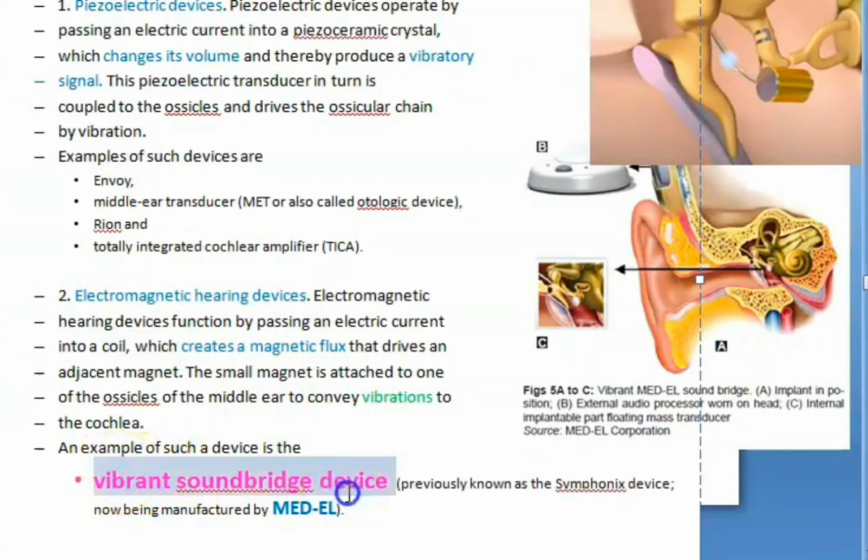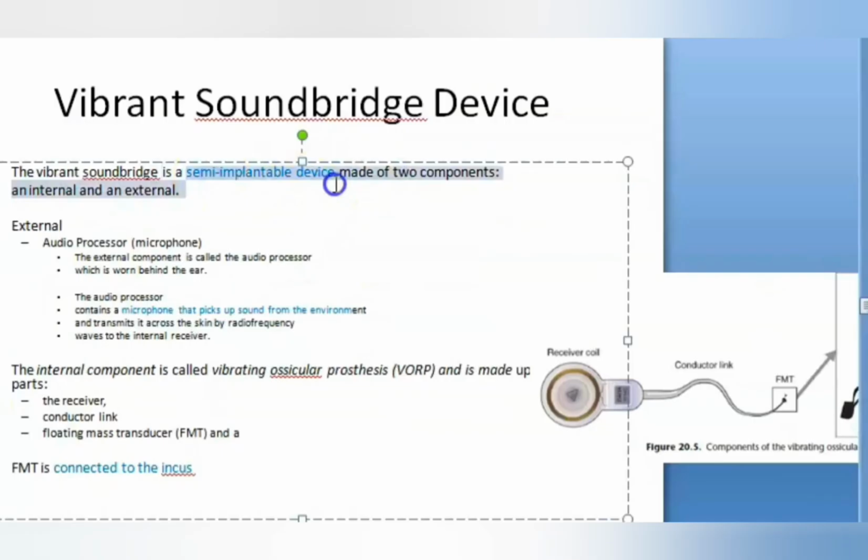There are also other types of implantable devices that use piezoelectric currents and electromagnetic hearing devices. OSIA is an example of piezoelectric current. In OSIA, you fix the implantable device in the bone, and the processor need not be behind the ear. You can just keep it in a pocket, and because of the piezoelectric current, the bone vibrates and the transmission goes to the cochlea.